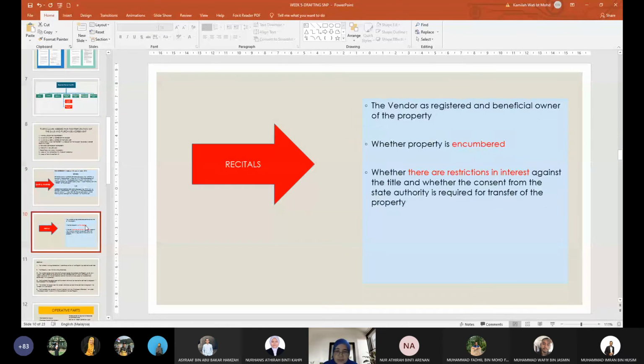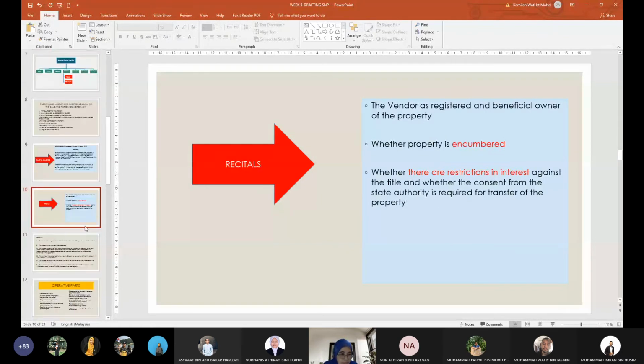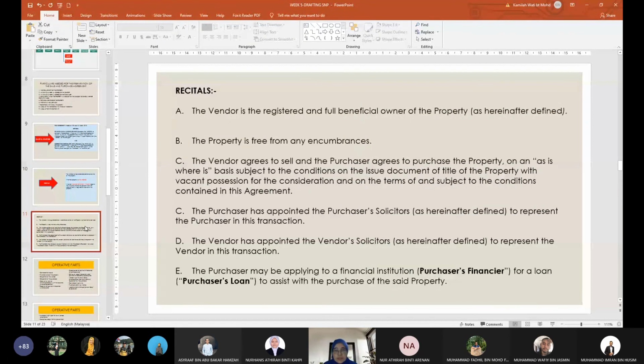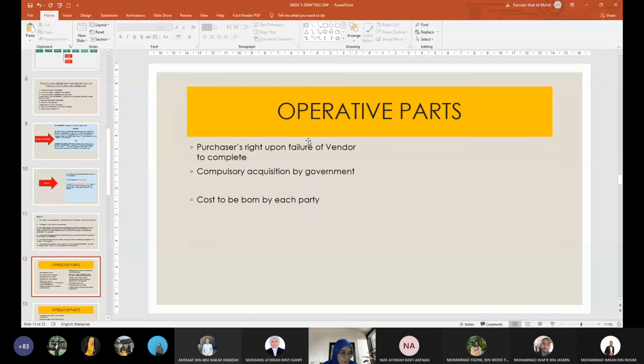Then kita ada reciter. Reciter ni biasanya kita akan letak all the history or the background about the transaction. Contohnya reciter dia kita kata the vendor is the registered and full beneficial owner of the property. The property is free from encumbrances. The vendor agreed to sell and purchaser agreed to purchase the property as is where is basis. So all this kita letak dalam reciter berkenaan dengan background about the transaction.